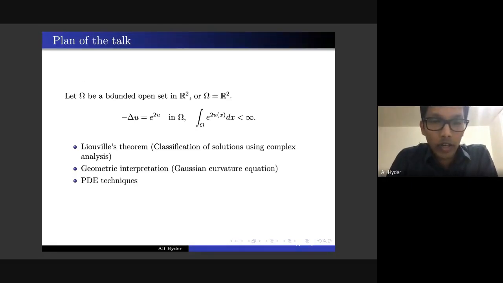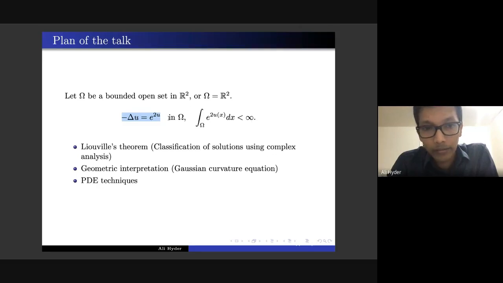So omega is a bounded domain in R2. It could be simply the unit ball or any bounded set, or even something unbounded is okay. Also, sometimes I would consider omega equal to just R2. And we consider this PDE: minus Laplacian u equals exponential 2u in omega. Here we are assuming that the integral of the right-hand side, exponential 2u, is finite.